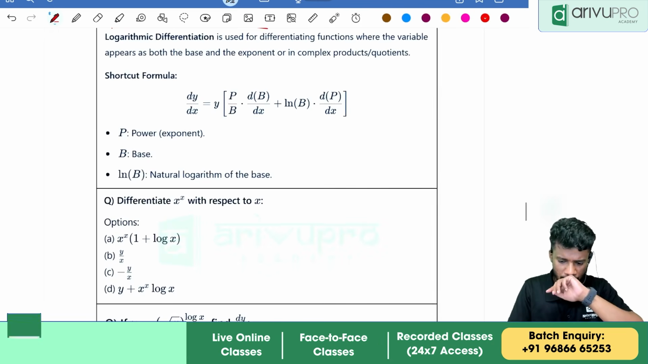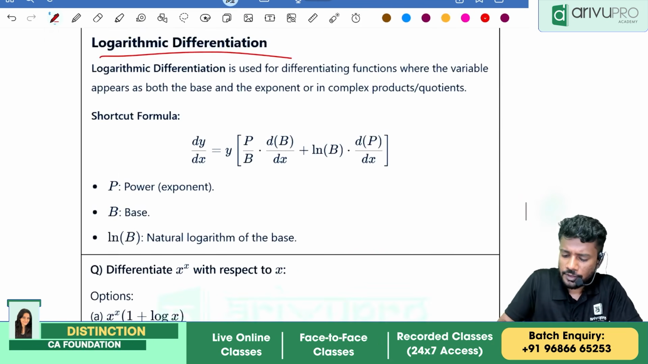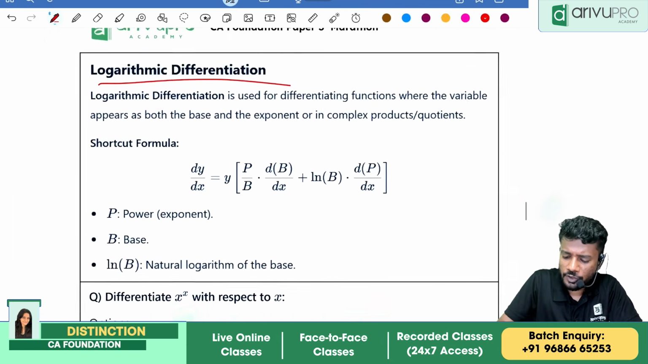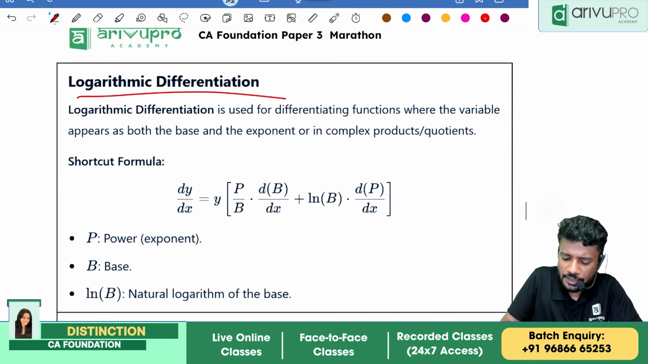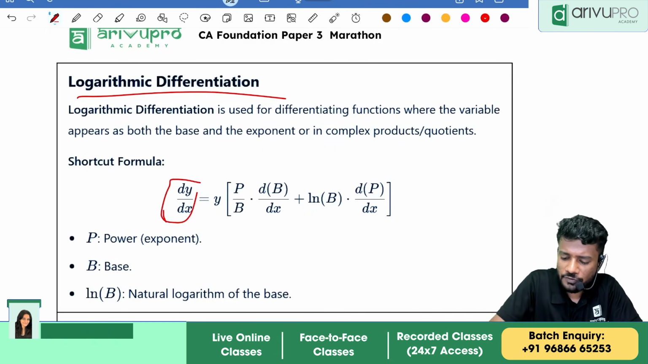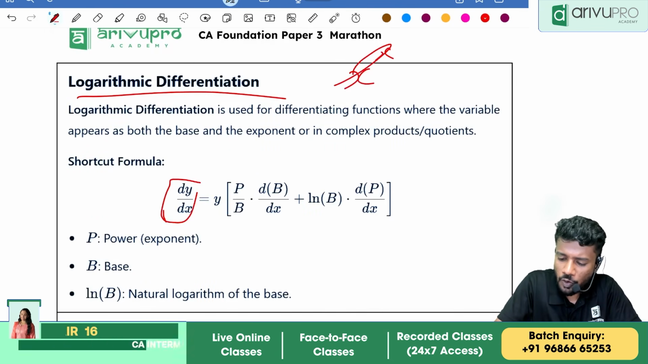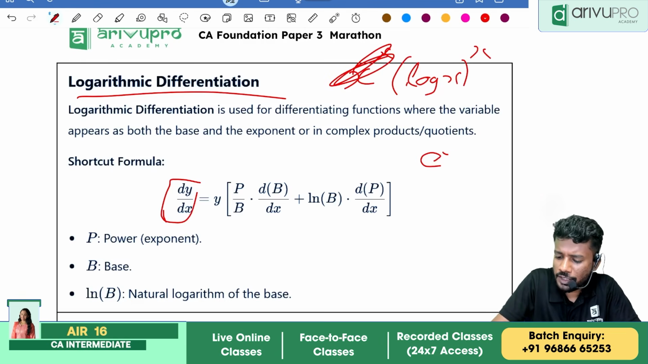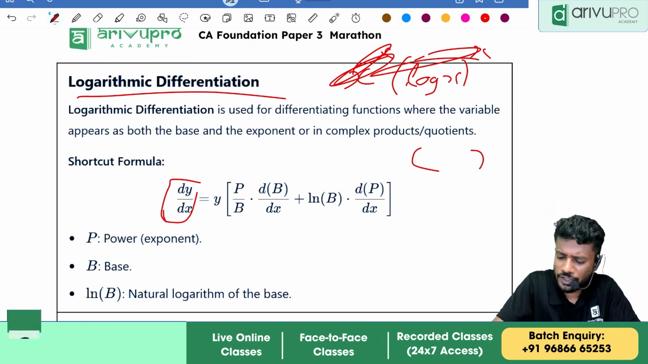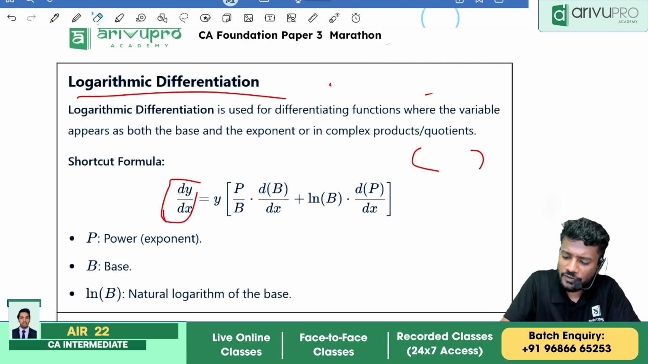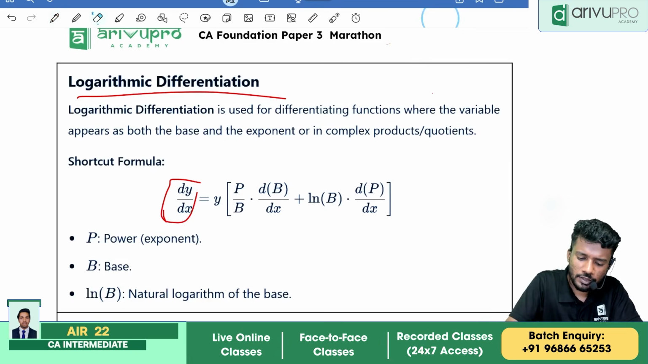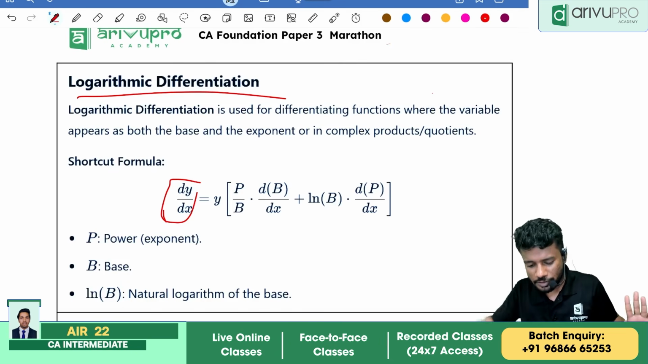There is a shortcut written over here. Everyone look at the shortcut. When the function is of the form x raised to x, or log x the entire thing raised to x, or e raised to x the entire thing raised to something, likewise, when it is given, we can have a shortcut. The shortcut is this one. It is a one step answer.